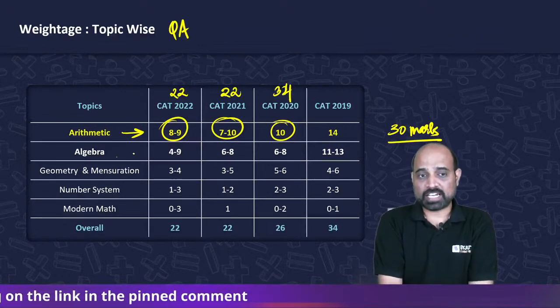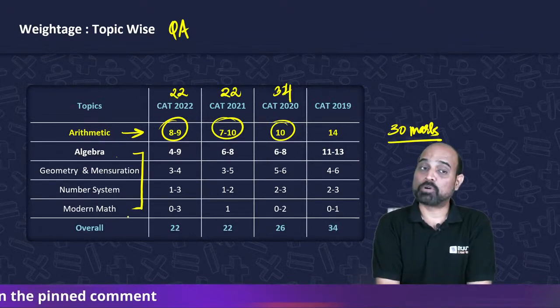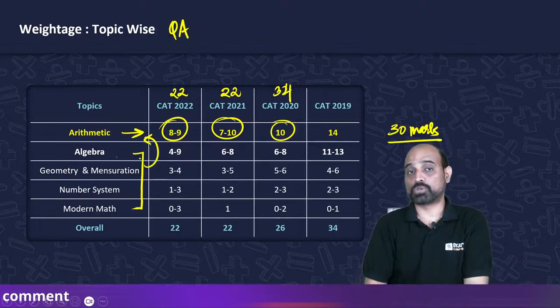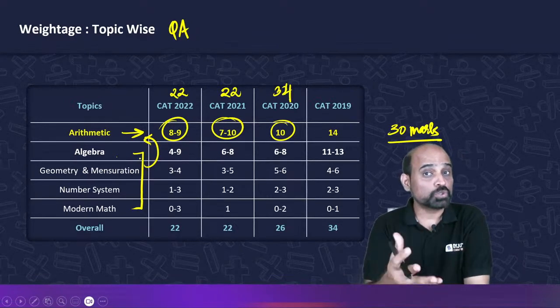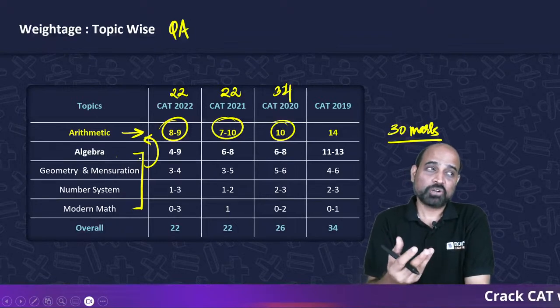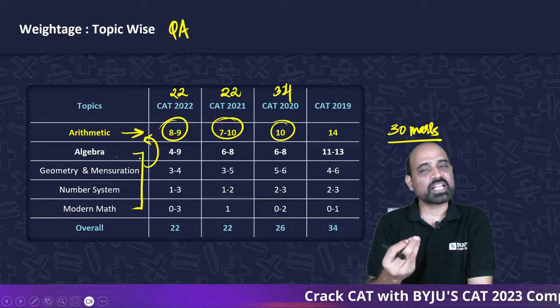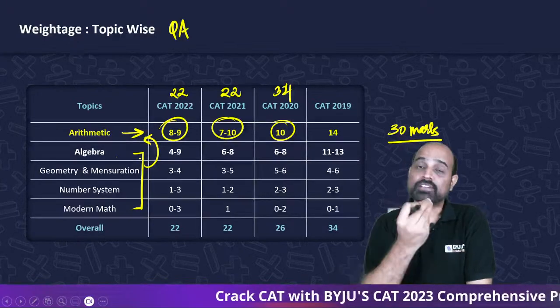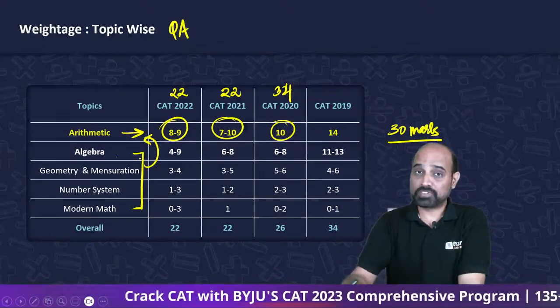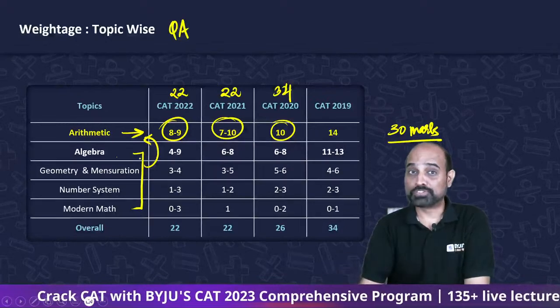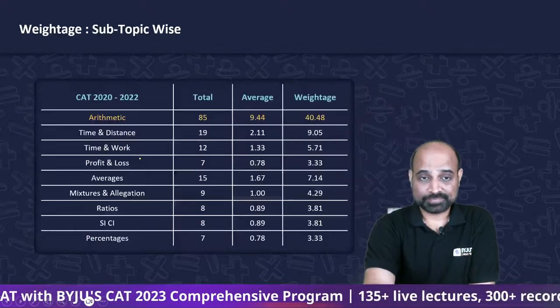Now there are certain types of questions from algebra, number system and modern maths which are arithmetic based questions. As in, you use arithmetic in order to solve them. The only thing is the way they are worded, it doesn't look like arithmetic. That's why we have categorically named the initial part of the session as sheep in wolf's clothing, right?